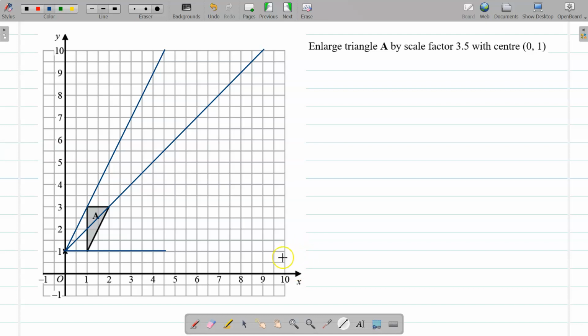Now all I have to do is go the correct distance away from the centre of enlargement. So 3.5. There it's 1 away, so I just need to go to 3.5. So this is actually quite easy because it's already set up for me. That will therefore have to go up to there. This will come across to here. And the hypotenuse of the triangle will simply run from there to there. Okay, and I've answered the question completely.